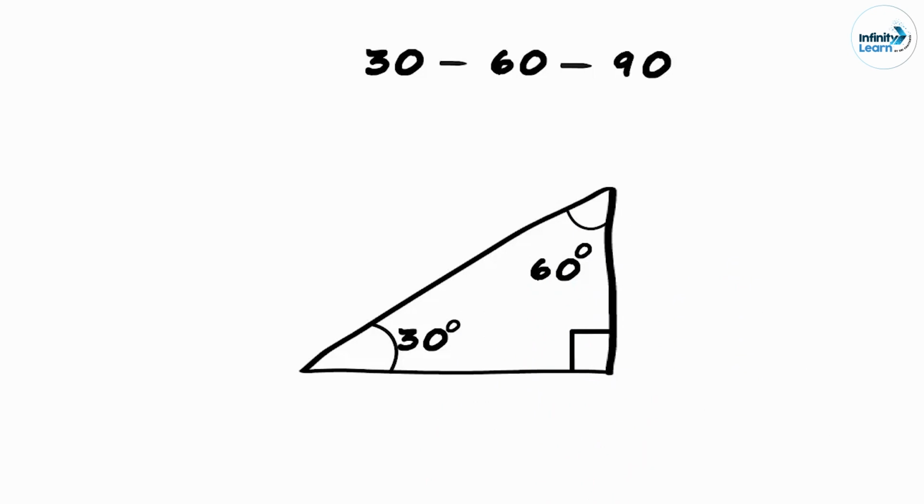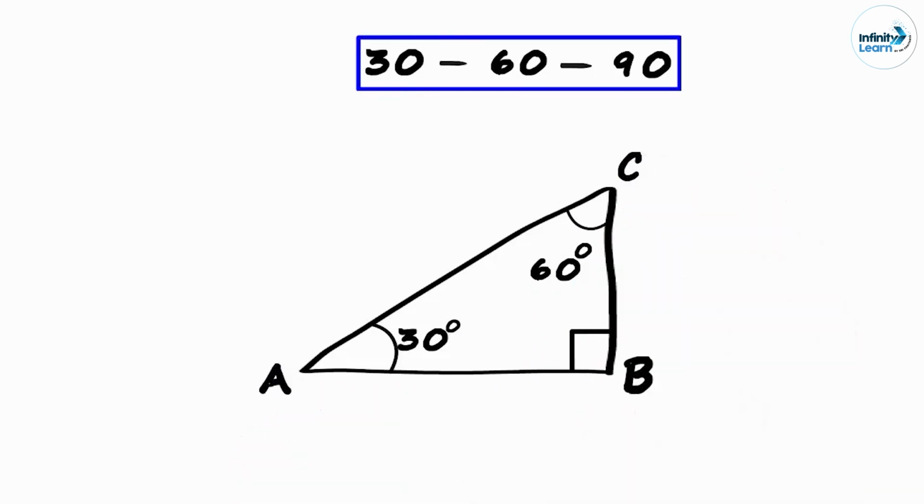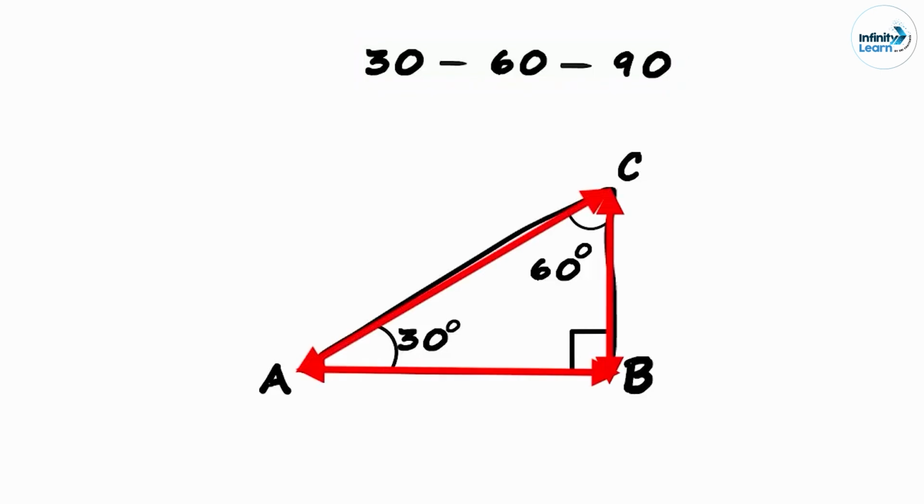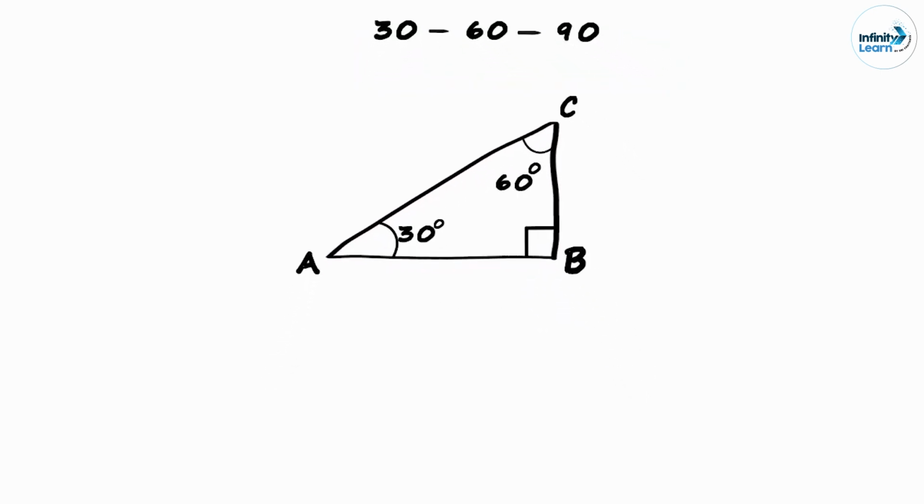Let's name the triangle ABC. What's so special about the 30, 60, 90 triangle? The three sides of this special triangle are in a specific ratio. The ratio is 1 is to root 3 is to 2. What does this mean? It means that if the side opposite the 30 degrees angle is 1 unit, then the side opposite the 60 degrees angle will be root 3 units. And the side opposite the right angle will be 2 units.